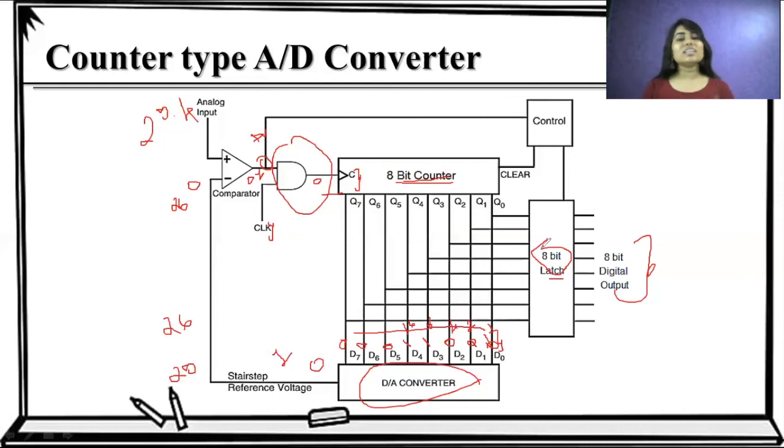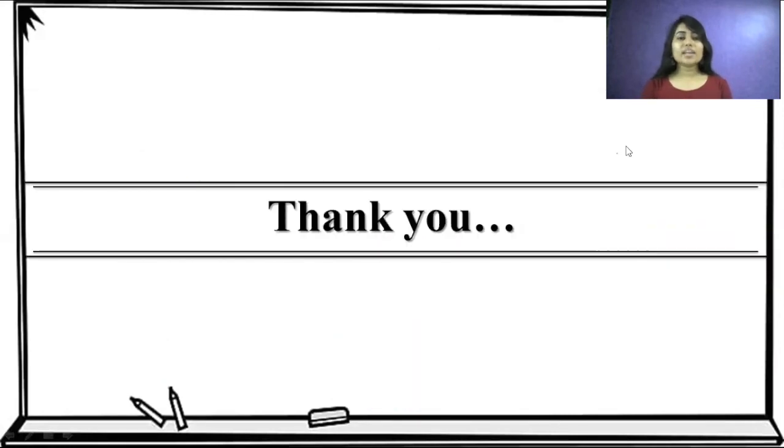Here we consider an 8-bit counter, so we have a total of 255 values, starting from 0 to 255. So using this counter type analog to digital converter, we can convert analog information into digital information using a counter. So this is how analog information can be converted into digital form using a counter type analog to digital converter.